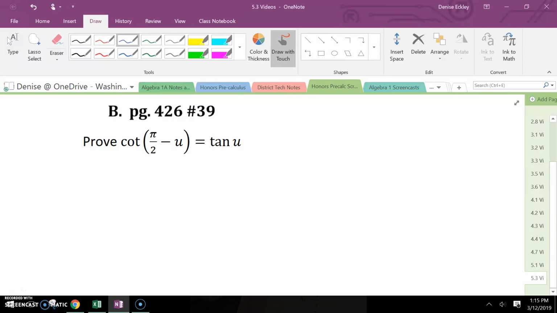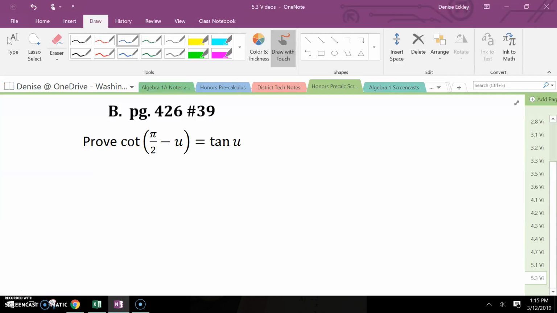The final example of section 5.3 still works with our tangent and cotangent sum and difference identities. We're supposed to prove that cotangent of pi over 2 minus u equals tangent of u. So this seems pretty straightforward, like the other ones that we've done, but we're actually not going to use tangent. We are going to use sine and cosine.